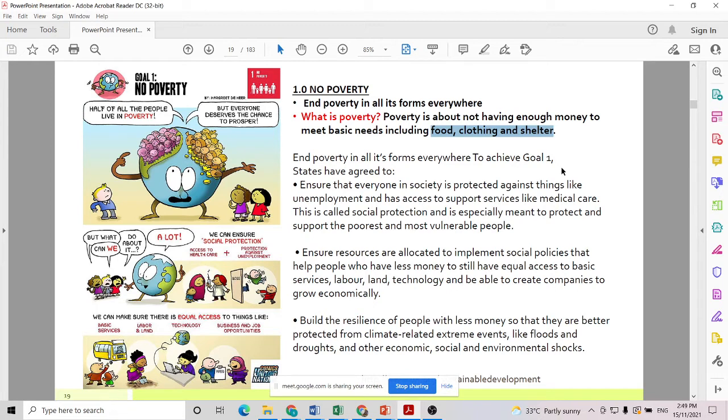Okay, sorry, effort, and you can afford to buy your own food, clothing, and shelter. Okay, so what needs to be done to ensure everyone in society is protected against things like unemployment, and has access to support services like medical care? They also call it social protection, and it is especially meant to protect and support the poorest and most vulnerable people.